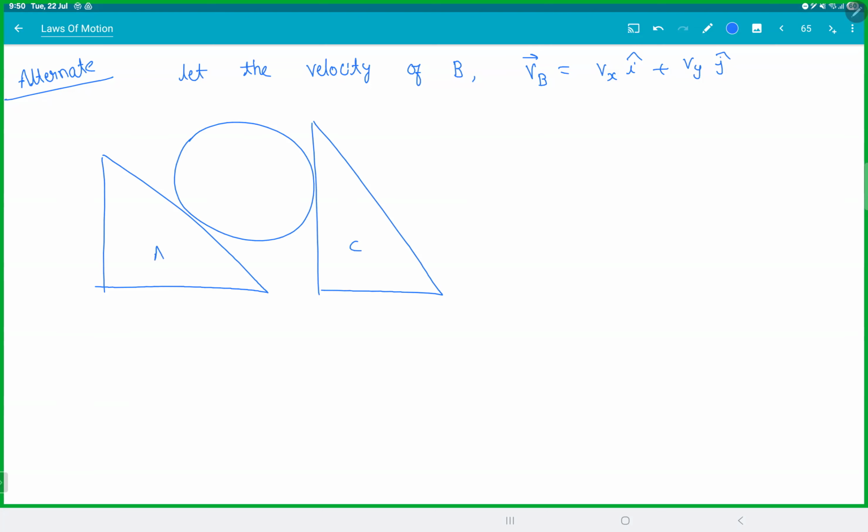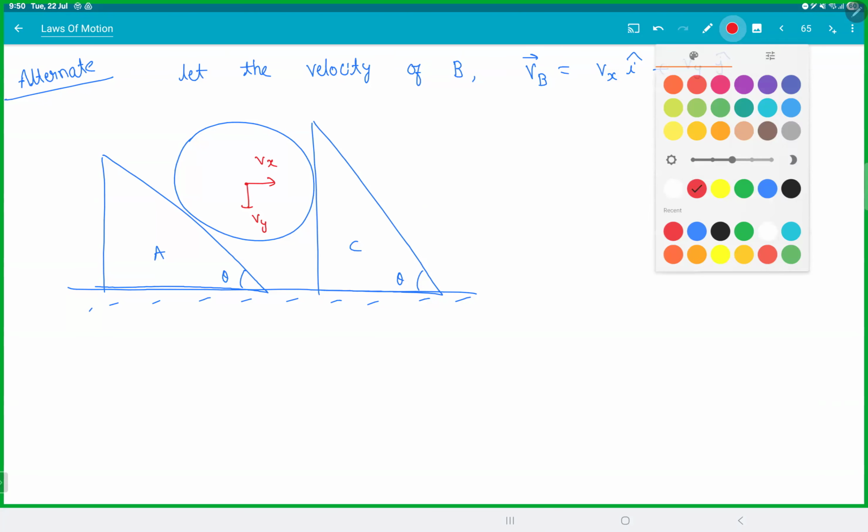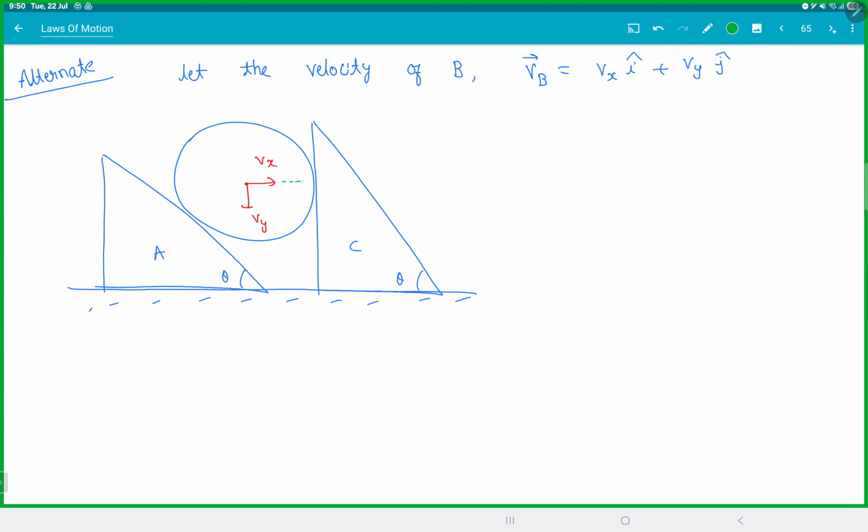So this is C, this is A. So this guy is going with 2u. So what are the common normals here? So this is Vx, this is Vy. So I'll assume 2 directions, Vx and Vy. So there are 2 common normals here. So this is the normal between B and C. This is a common normal between A and C.